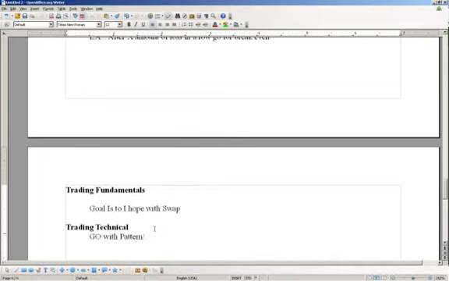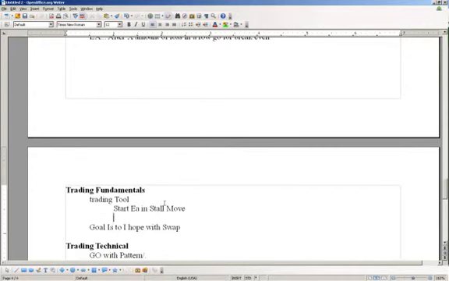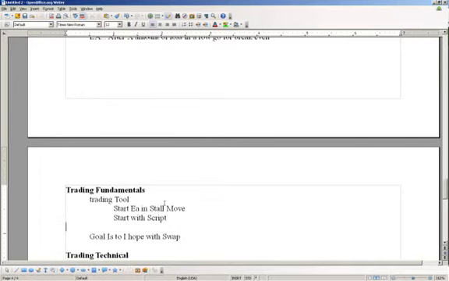So for both of these, to go with the swap and go with the pattern, we have a trading tool, and it says start EA install mode. Start with script. And we also have a close all with script, and this stops it from trading. This is our trading tool we use to do this. All right.